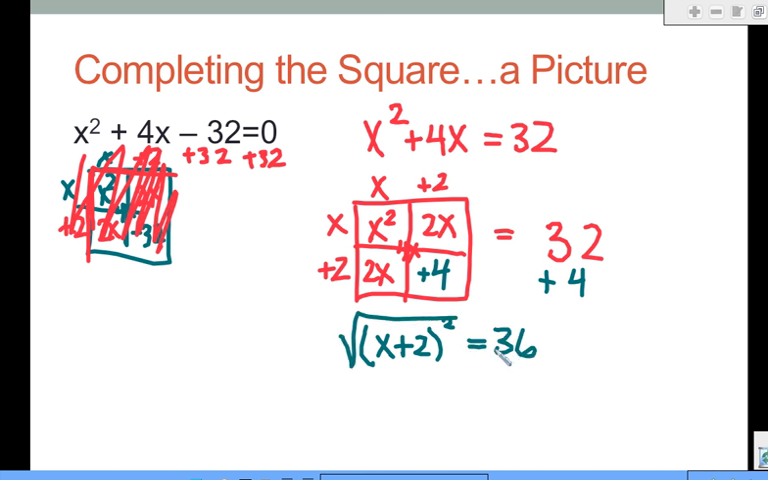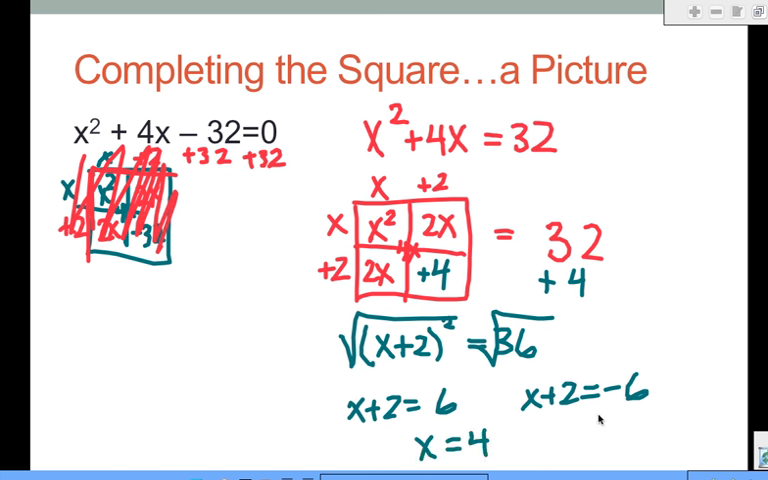We can take the square root of each side. X plus 2 equals, oops, not 36, excuse me, 6. And x plus 2 equals negative 6. So we have our two answers: x equals 4 and x equals negative 8.